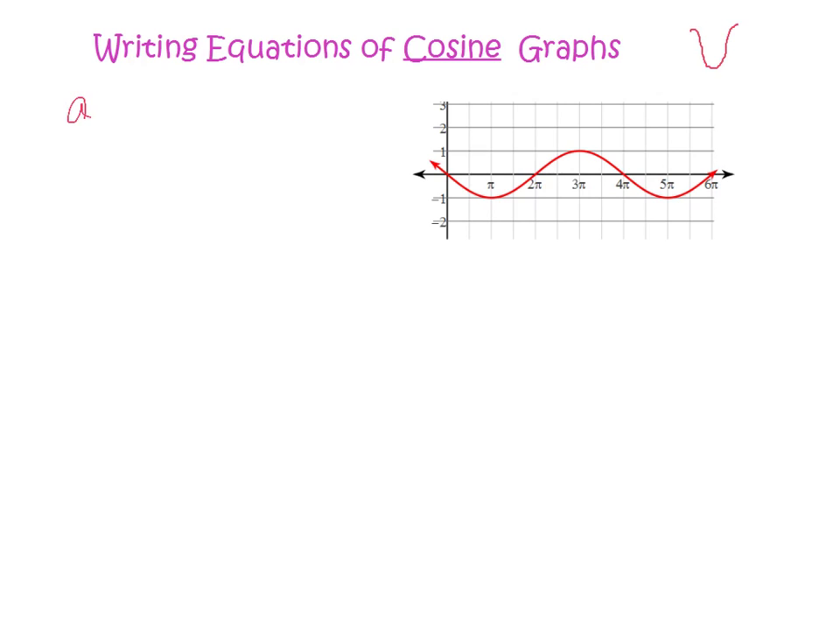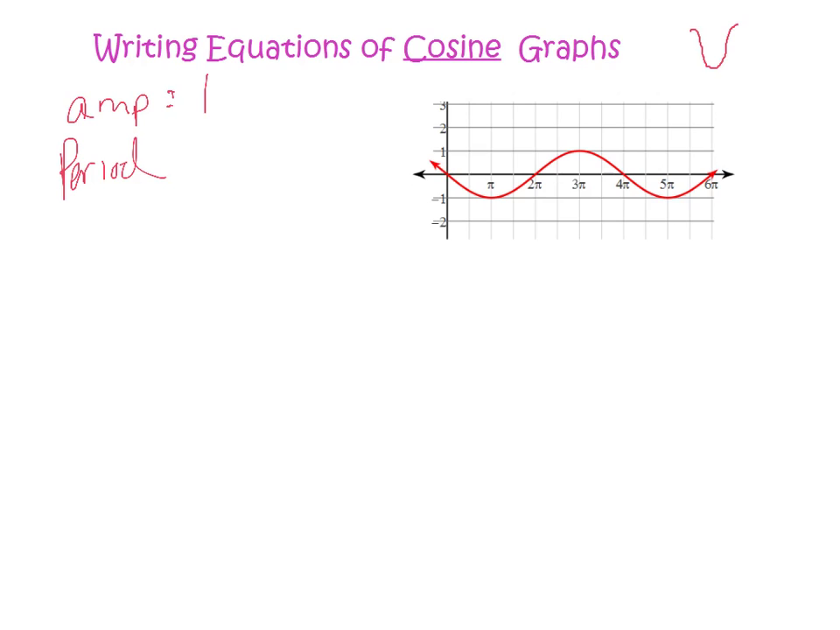Let's go find our stuff. Amplitude. How high and how low did this go? Looks like it just went up and down 1, so nothing fancy there. The period. The parent period is supposed to be 2 pi. Let's see how long it takes for this thing to repeat.